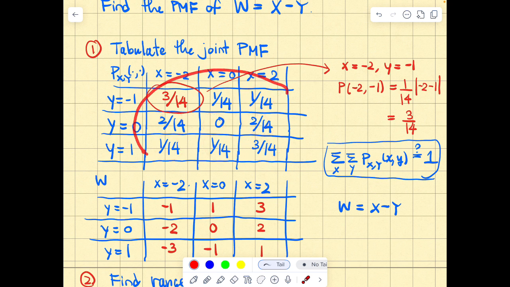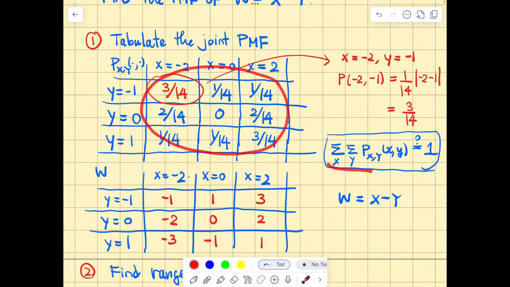Okay. Once we get this, we have to make sure this is a valid PMF. First, all the entries must be bigger than 0, right? And it has to be a probability. That means it's between 0 and 1. Check all the numbers, that's okay. Okay. And another check is you sum everything in this table. It has to come down to 1, right? Because that's all the possible cases, right?